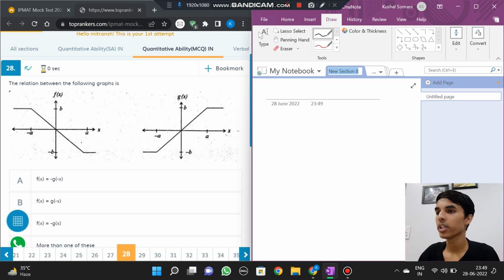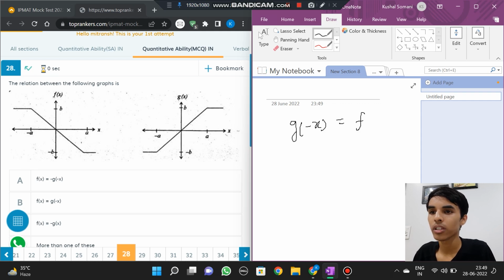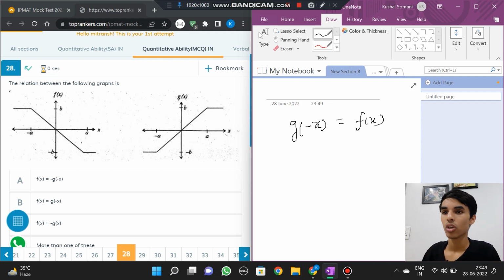The relation between the following graphs is that f(x) is nothing but the mirror image of g(x), or g(x) is nothing but the mirror image of f(x). Now if we put the value of minus x in place of x in the function g, it will give us nothing but the function f(x), because when we replace x with minus x, we just get the mirror image of the function g(x), which is nothing but f(x). So g(minus x) is equal to f(x), which is option B.